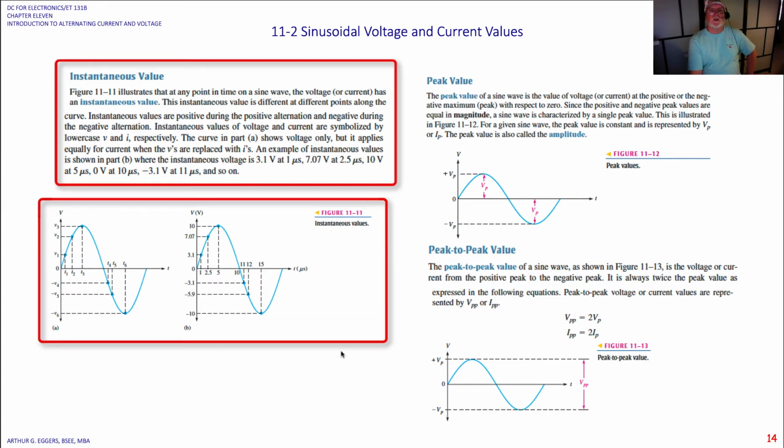Instantaneous values of voltage and current then are symbolized by using a lowercase v and a lowercase i. So you notice that everything to this point we've used an uppercase value, and we haven't used anything that indicated that it was with respect to time. Typically, v and i, with values taken with respect to time, will have a subscript associated with it that has a t in parentheses. So you know you have i with respect to time. The curve in part A shows voltage only, but it applies equally for the current when the voltages are replaced with i.